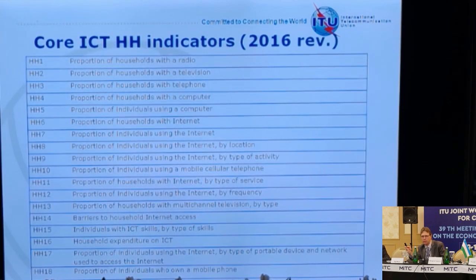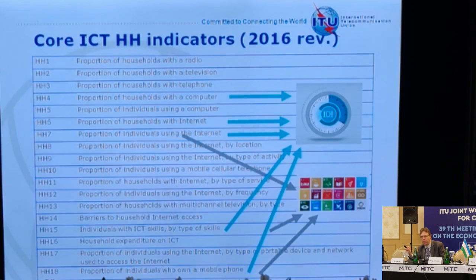So these are the indicators. There are 19 on this slide, and we will go through them one by one. Out of the 19 indicators, 3 are needed for the SDGs: the proportion of individuals using the internet, the individuals with ICT skills by type of skills, and the proportion of individuals owning a mobile phone. These 3 are needed for the IDI as well.